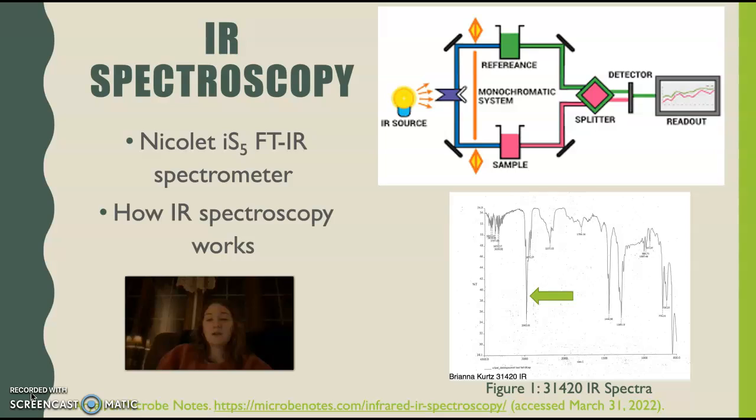As you go farther right on the graph, this becomes known as the fingerprint region. This is more inconclusive data and it becomes harder to tell which spike is which functional group. For our experiment, the Nicolet iS5 FT-IR spectrometer is what was used.